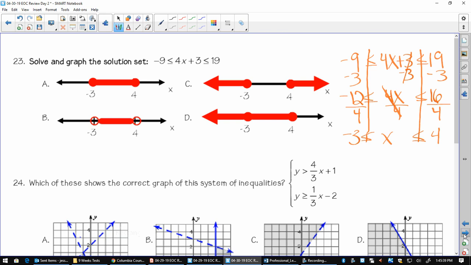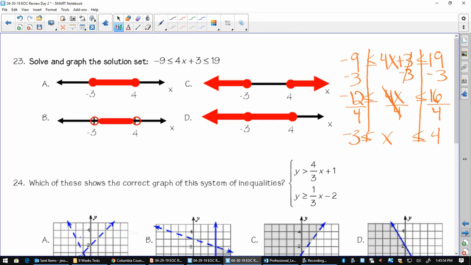If I look at these graphs, A and B look pretty similar. C and D look very different. So D is like they took an and inequality and an or inequality and they overlapped. Like it's going in one direction, but then it's also shaded between negative 3 and 4.